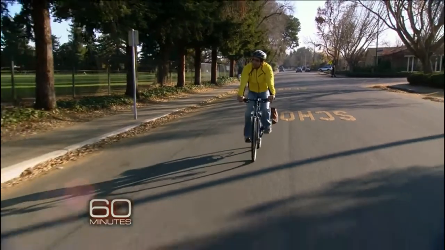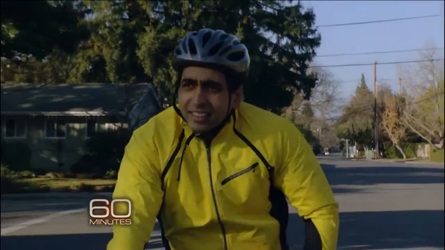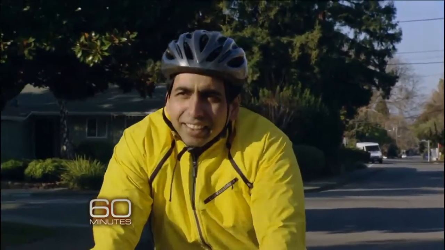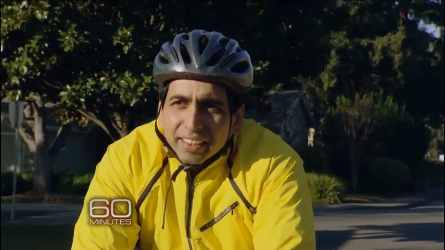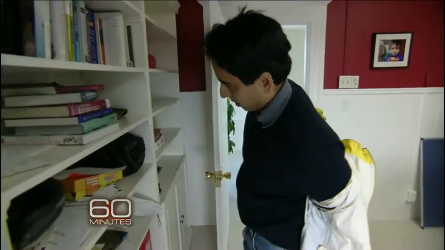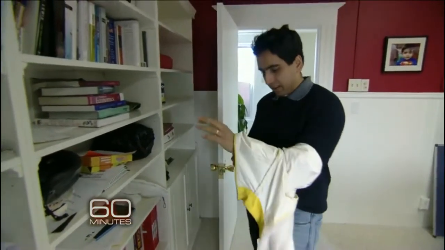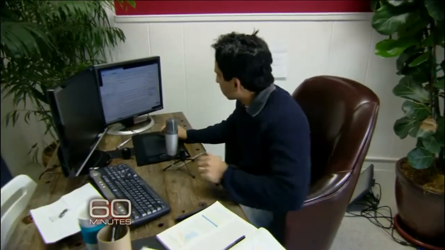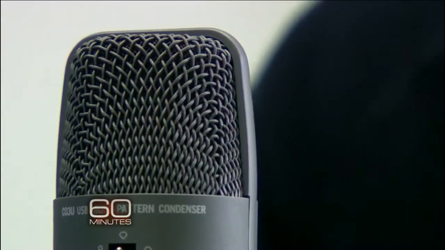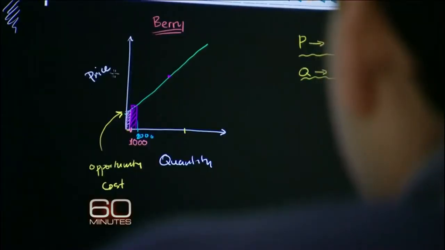35-year-old Sal Khan may look like a bicycle messenger, but with 3 degrees from MIT and an MBA from Harvard, his errand is intensely intellectual. In his tiny office above a tea shop in Silicon Valley, he settles in to do what he's done thousands of times before. We've talked a lot now about the demand curve and consumer surplus. Now let's think about the supply curve. He's recording a 10-minute economics lesson.